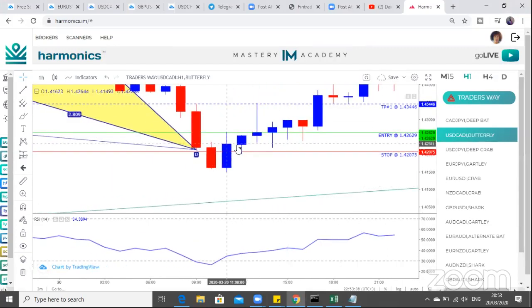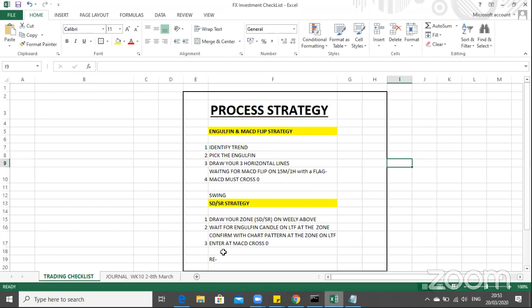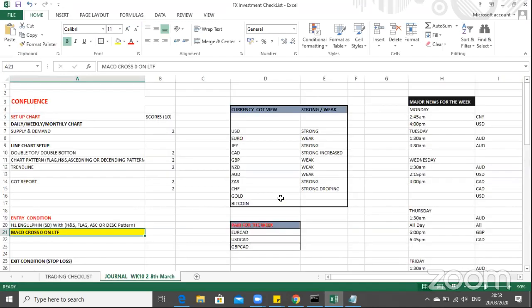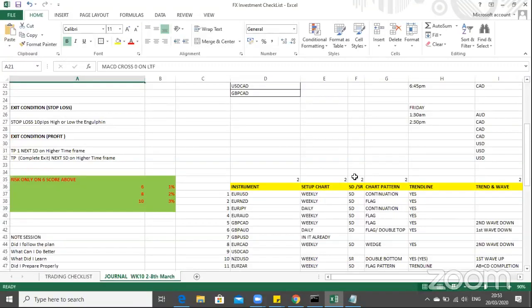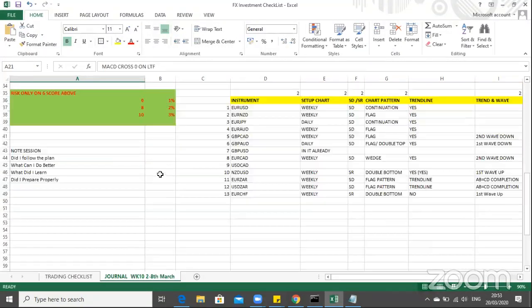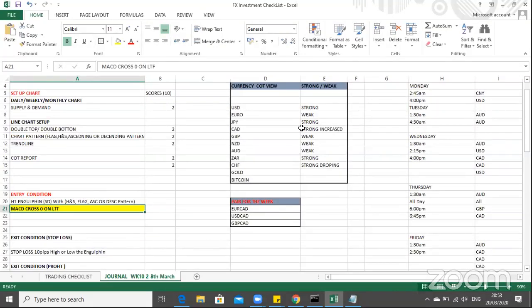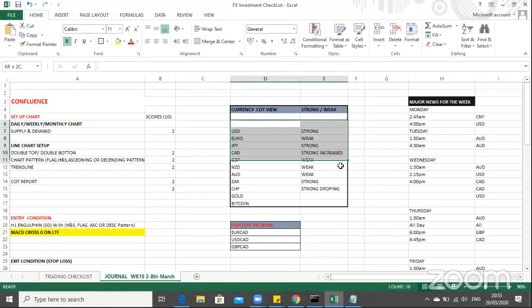I don't trade without this, my journal. Okay? And you can see all my conditions. This is the report for the week. This is the news, major news. This is my trading strategy checklist. Okay? So I have a trading condition list.